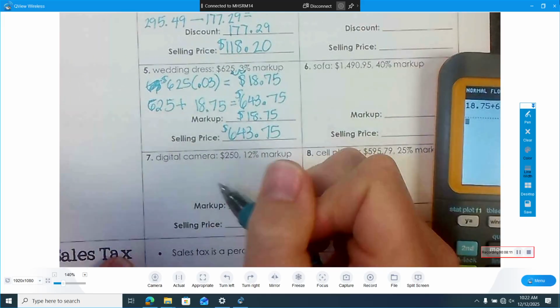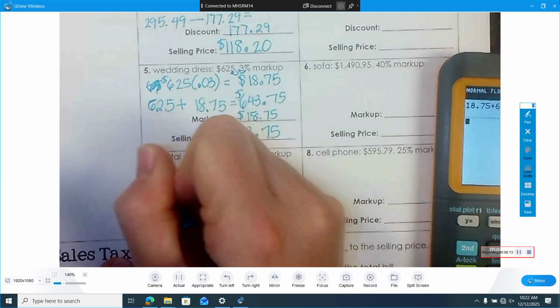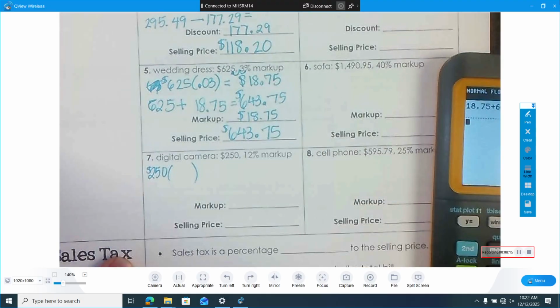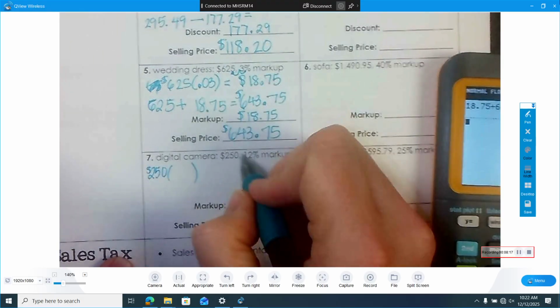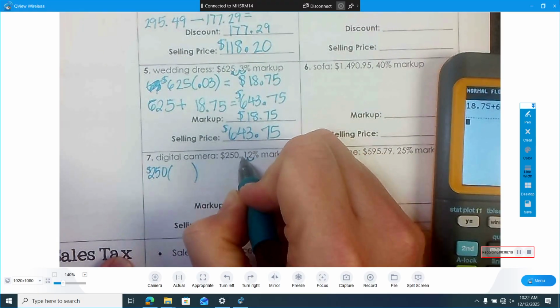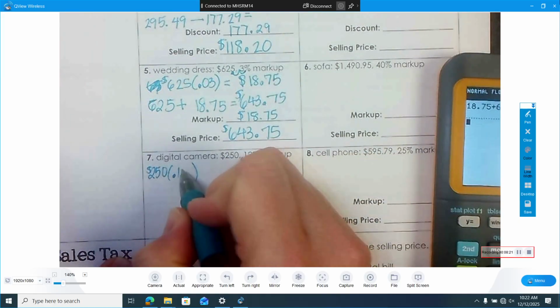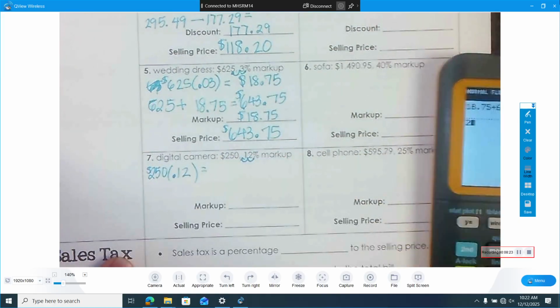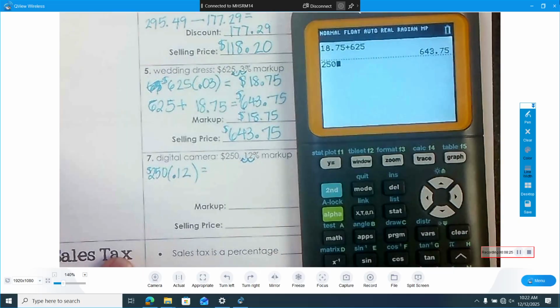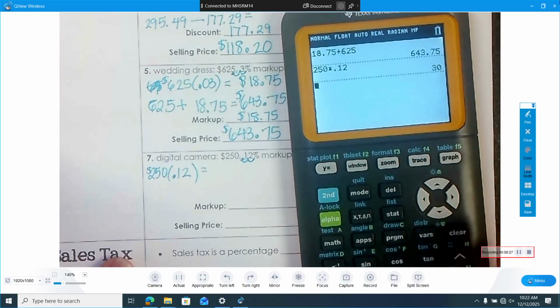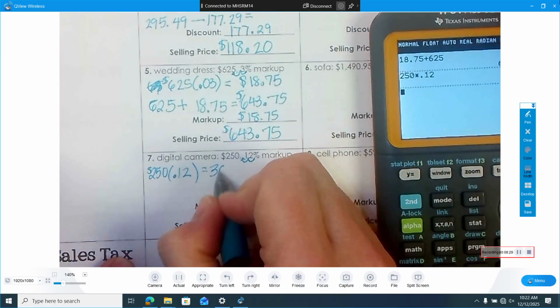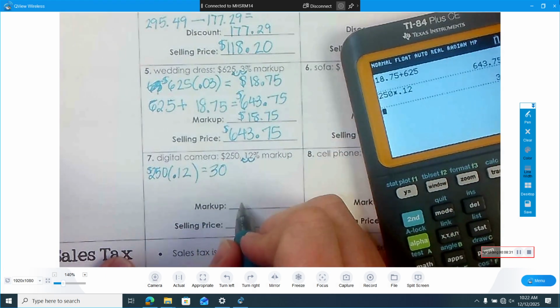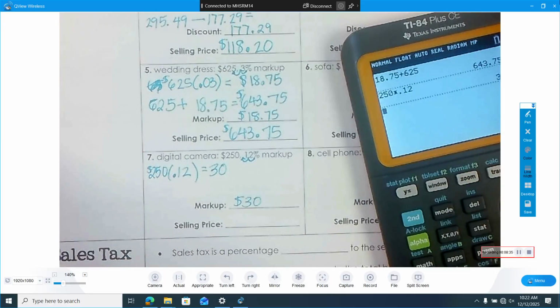I'm going to take $250 and multiply it by 0.12. Yes, the decimal moves 2 places, so 0.12. What is 250 times 0.12? 30. That's $30, and that's the markup that the camera business is going to put on the camera.